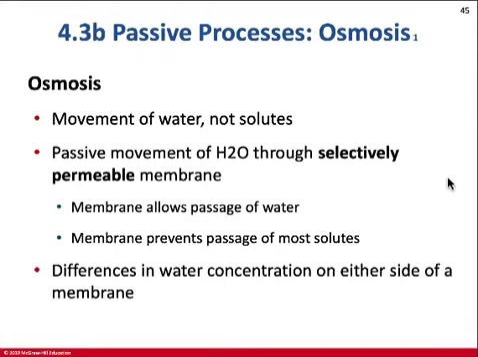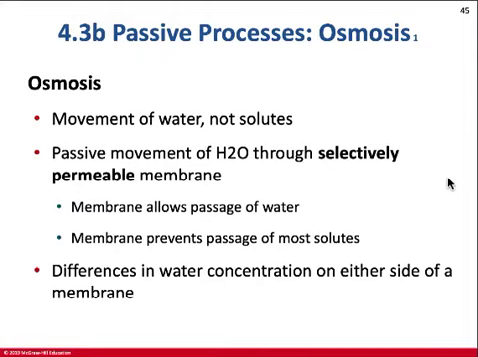Osmosis is simply the movement of water down its concentration gradient. So essentially the way to think about this is that water chases solutes. So water is going to go where the solute concentration is the highest. Okay? Passive movement of water through a selectively permeable membrane can occur because of water's small size. All right? But most solutes will not pass through.